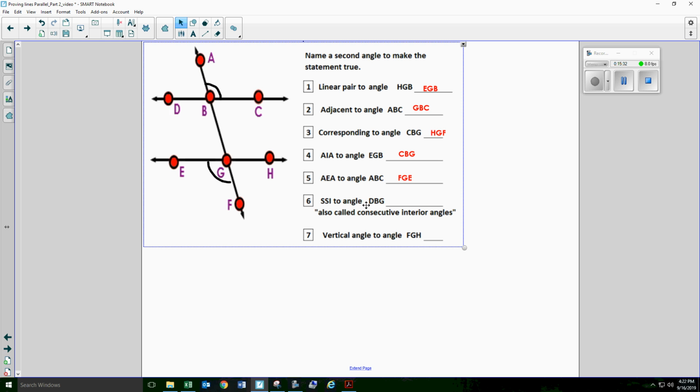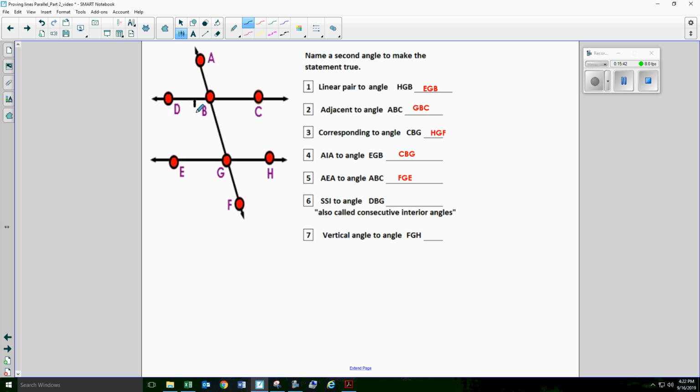Same side interior angle to DBG. Okay, let's erase that first. So now we have DBG right here, this angle. What is the same side? Obviously, it's got to be on the same side. So it's one of these here, that one, that one, or that one. It's got to be an interior angle. The only other one is this one right here.